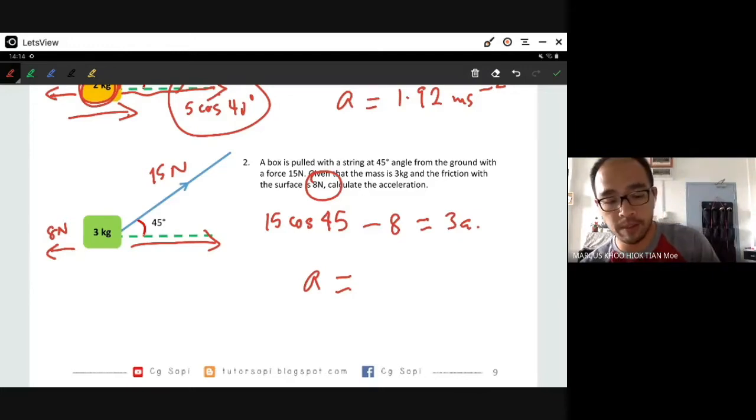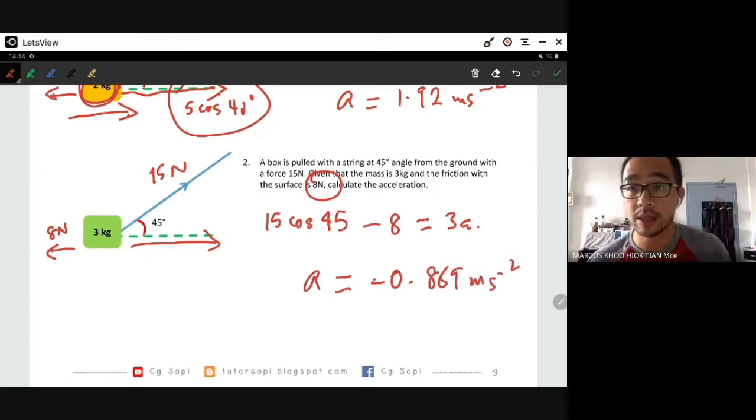Okay. It should be about negative 0.869, possibly. Okay, meters per second square.